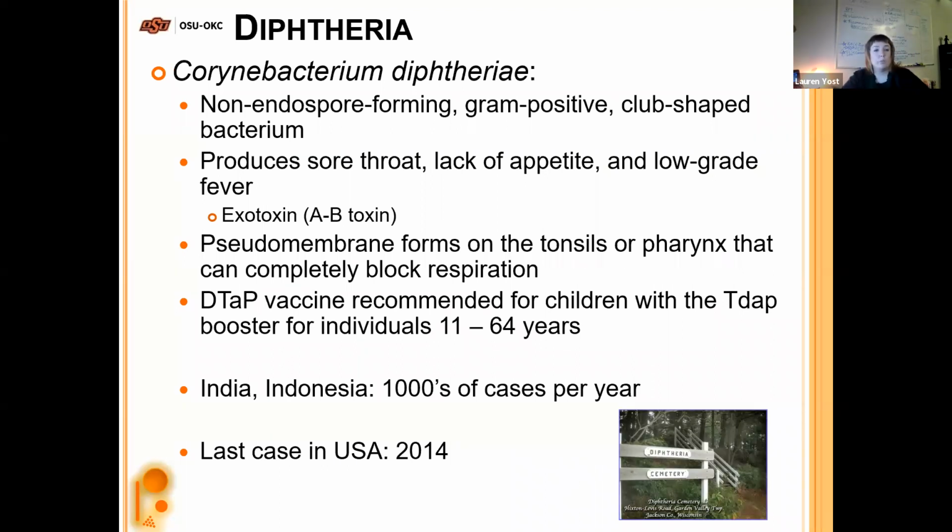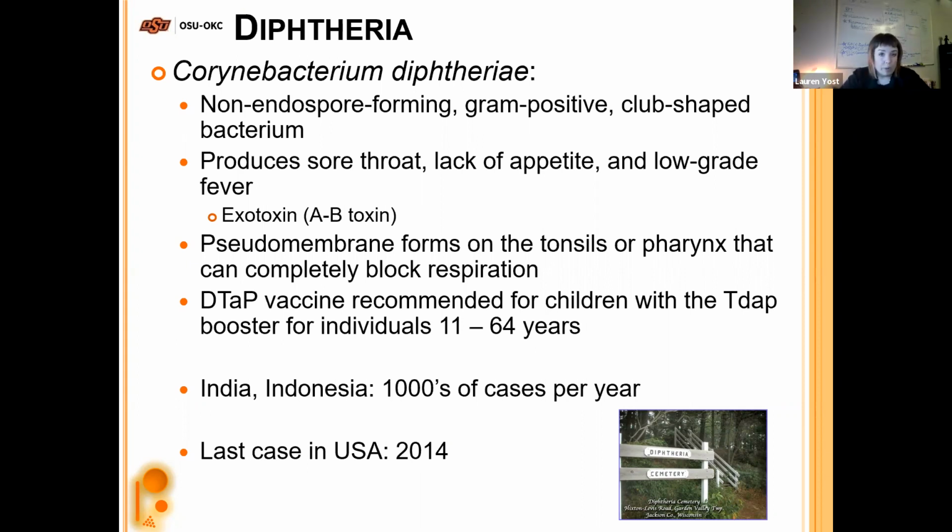It is non-endospore forming. It is gram-positive. It does have a club shape though. It produces a sore throat, lack of appetite, fever. It makes an exotoxin, so it secretes a toxin, and is a type of toxin known as an AB toxin. They basically break apart and function because of that.